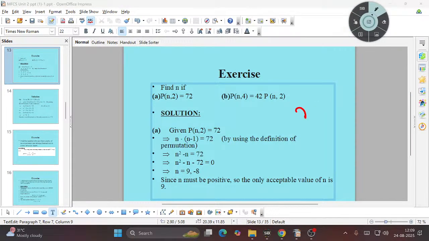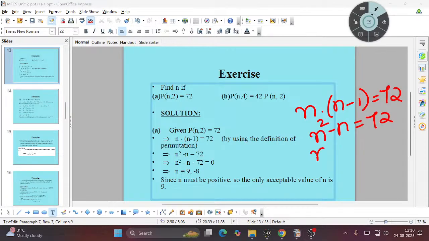So here I am taking n into n minus 1 equal to 72. Clear? Next, n square minus n is equal to 72. Next, n square minus n minus 72 is equal to 0. Next, what should you do?